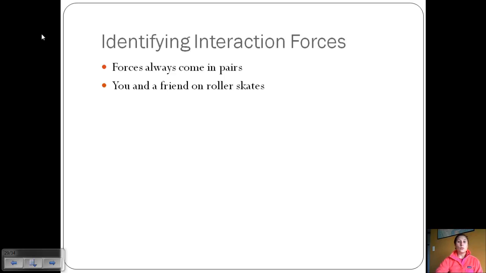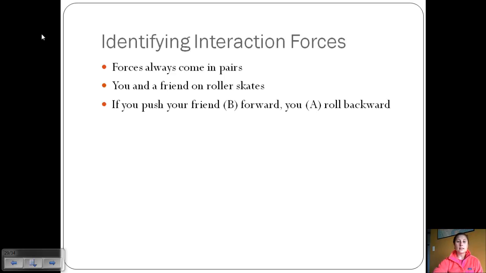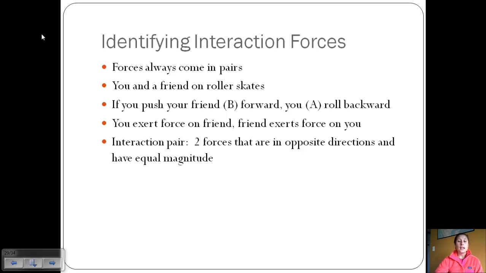And so let's say that you and a friend are on roller skates. Okay, and you push your friend forward, and when you do that, you roll backward, and that's due to interaction forces. So you exert a force on your friend, and your friend then exerts a force on you. And so this is what's called an interaction pair. These are two forces that are in opposite directions, and they have equal magnitude, and they're acting on two different objects. And so this is also known as an action-reaction pair.